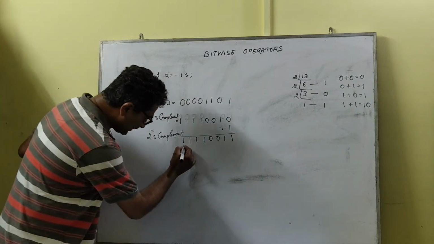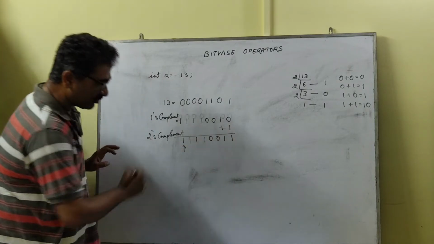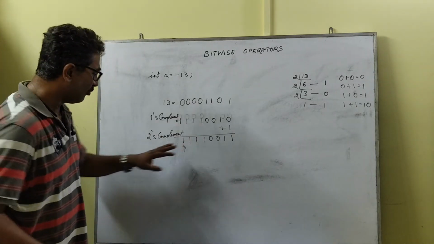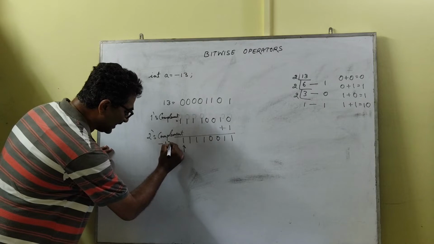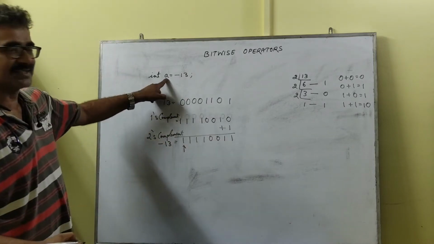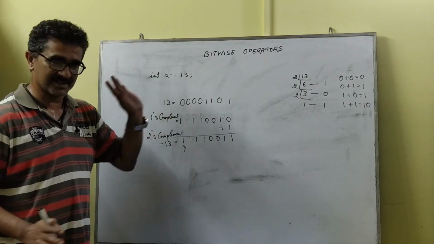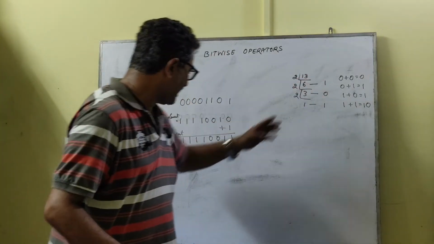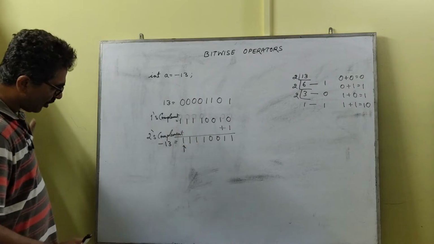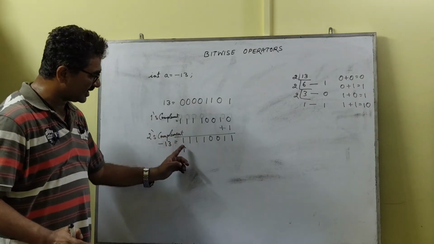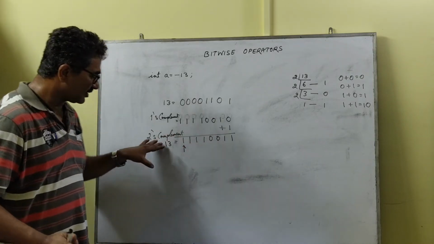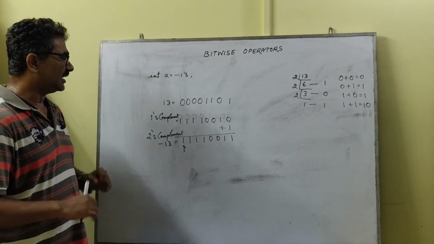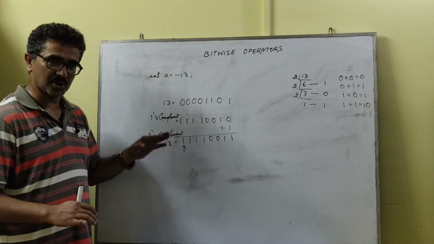Now you can see there is a 1 at the extreme leftmost end, indicating it's a negative number. This is what our minus 13 is, represented inside the variable a. Look at the difference. For positive 13, it was simply 1101, and when it comes to minus 13, we have all the ones on the extreme leftmost end followed by all this. So this is how negative numbers are represented inside a variable using the 2's complement method.